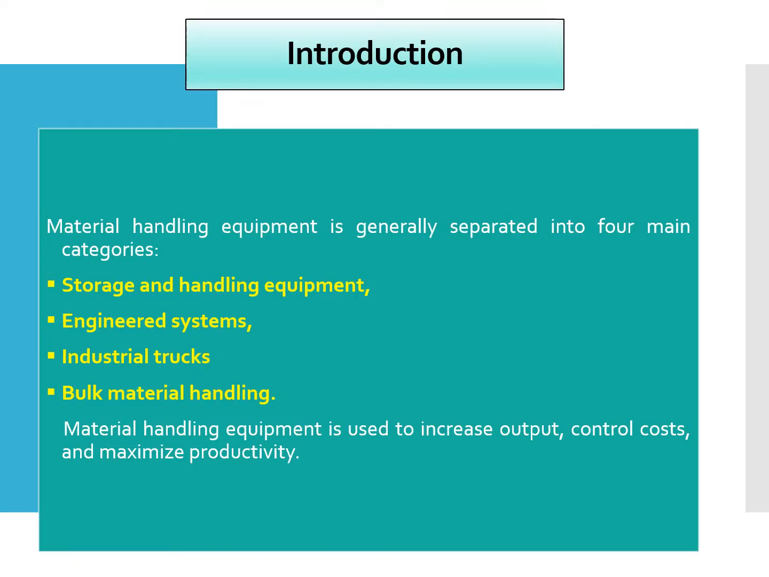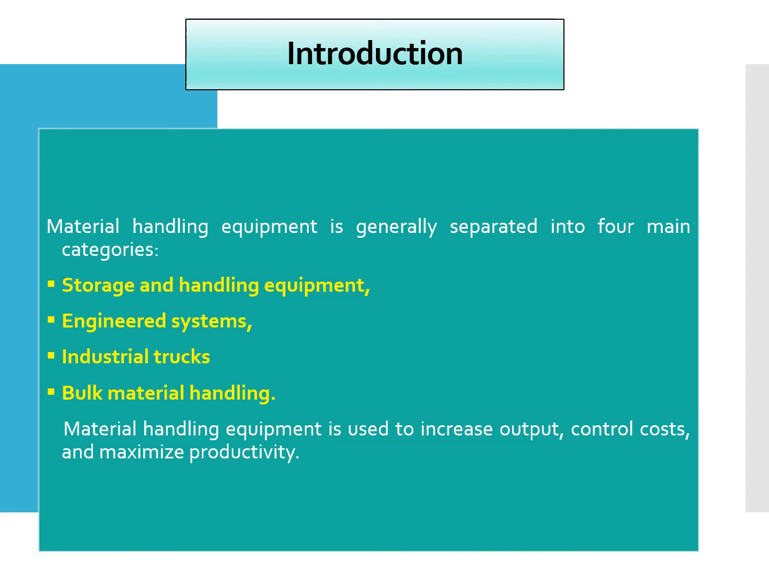Introduction. Material handling equipment is equipment that relates to the movement, storage, control and protection of materials, goods and products throughout the process of manufacturing, distribution, consumption and disposal.